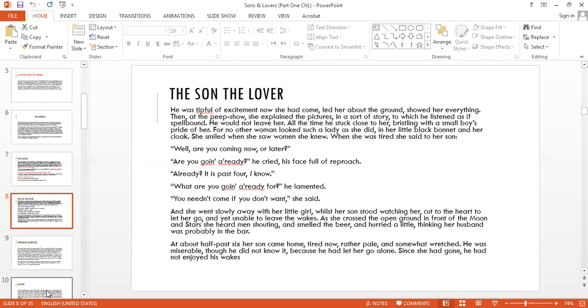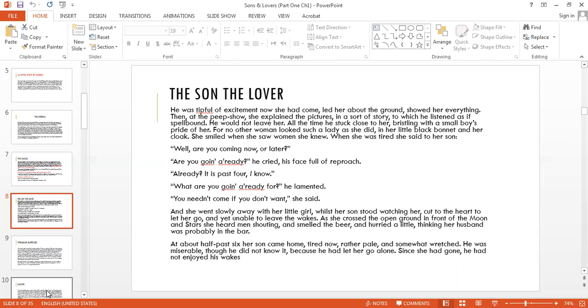As she went slowly away with her little girl, whilst her son stood watching her, cut to the heart to let her go, yet unable to leave the wakes. Here is showing you why, how strong he felt. He didn't leave the wakes, and he was angry that his mother is leaving to go home to a man who's drinking in a bar.